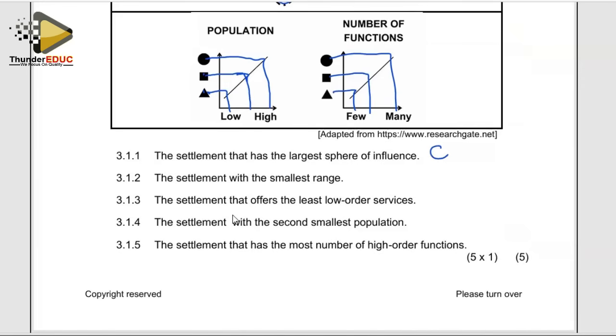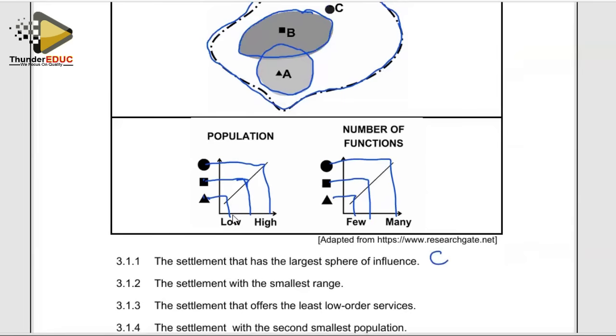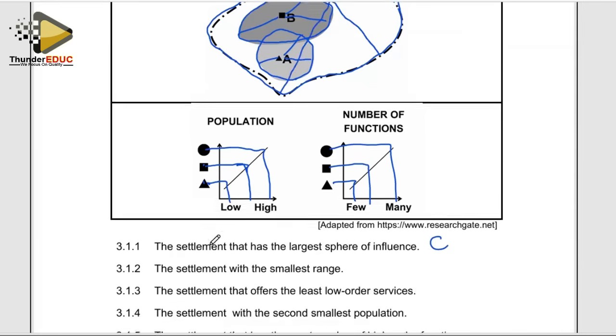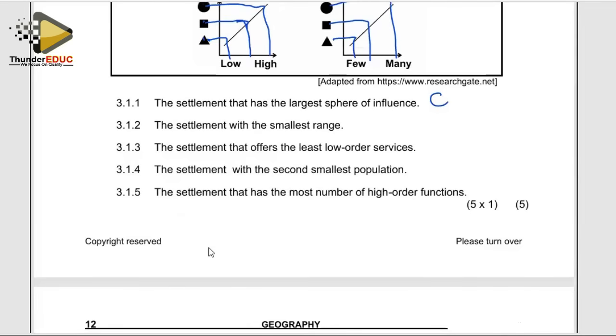Settlement with the smallest range. The range is the distance that people are prepared to travel to get the services. Smallest range means it's in A. People can only travel this distance from the edge to there, which is shorter. If you compare to B, people travel comparably longer. If you look at C, people are prepared to travel the longest. One can travel from this extreme end here to get to C, which is a very long distance. So the range is smallest for settlement A.